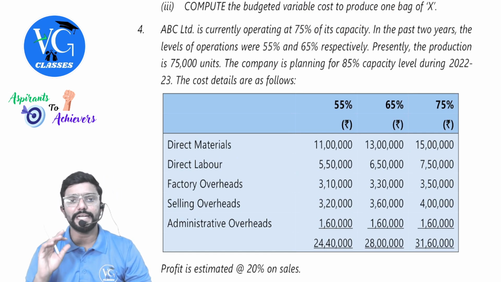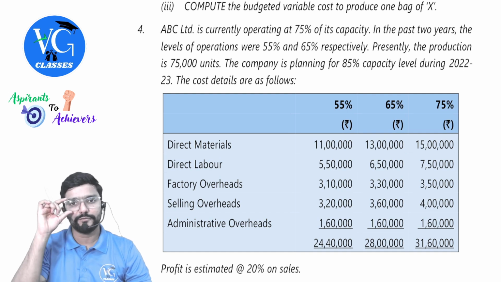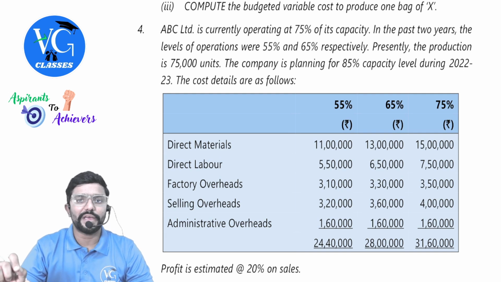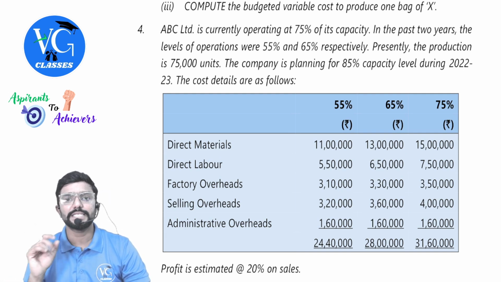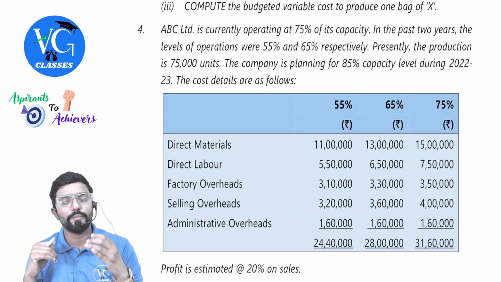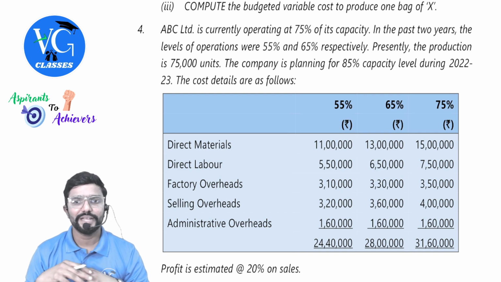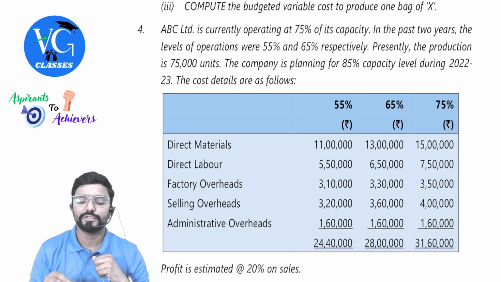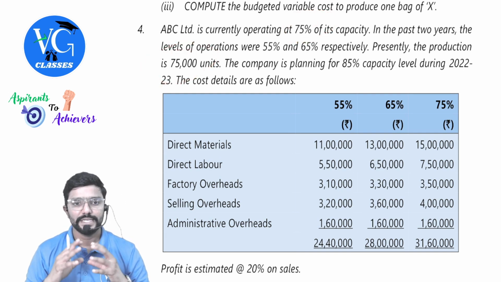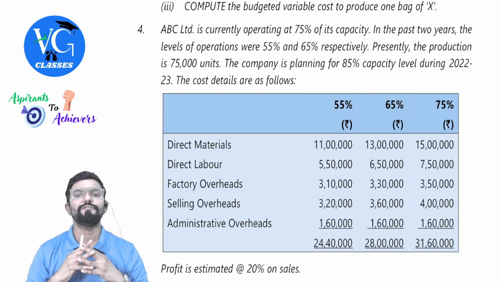ABC Limited is currently operating at 75% of its capacity. In the past 2 years, the levels of operations were 55% and 65%. Past 55, 65, now they are currently operating at 75. Presently, the production is 75,000 units. So at 75%, what is the production? 75,000 units. The company is planning for 85% capacity level during 22-23.